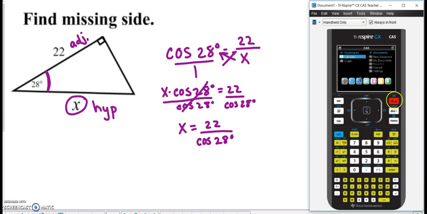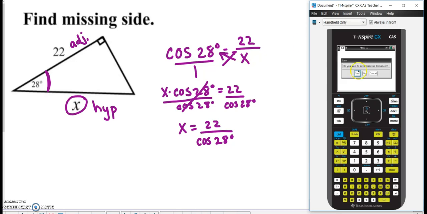Let's open up a new document. There we go. All right, let's add a calculator so we make sure we have a clean page. So 22 divided by, and we're going to look for our trig functions, and they're right here in this button. And we're going to go to the cosine. So we'll go over 1, hit enter. Cosine, and we want 28, and we know we're in degrees. And then we'll hit enter.